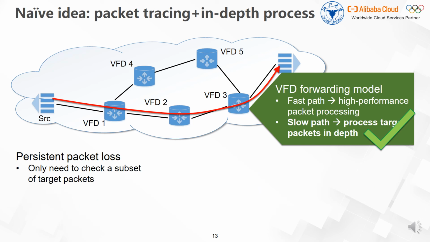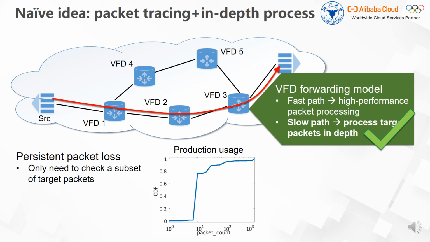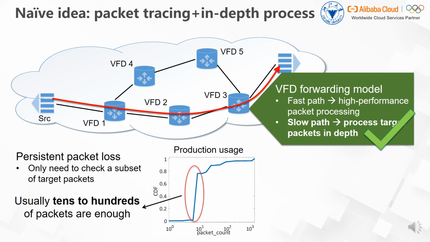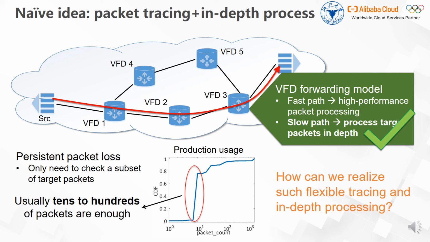As this work concerns the persistent packet loss, checking a subset of target packets may be enough for the root cause diagnosis. According to our deployment experience, usually checking tens to hundreds of target packets are enough. In this way, the forwarding performance impact can be efficiently reduced. But how can we realize such flexible tracing and in-depth processing?